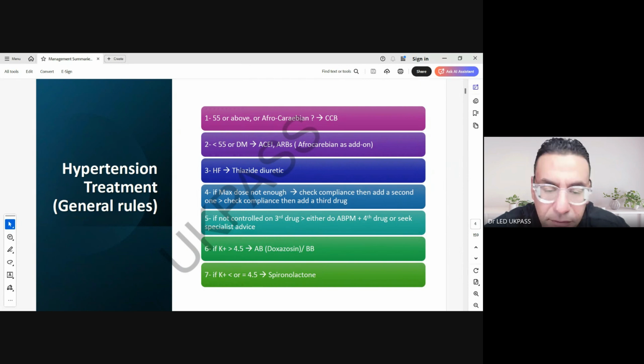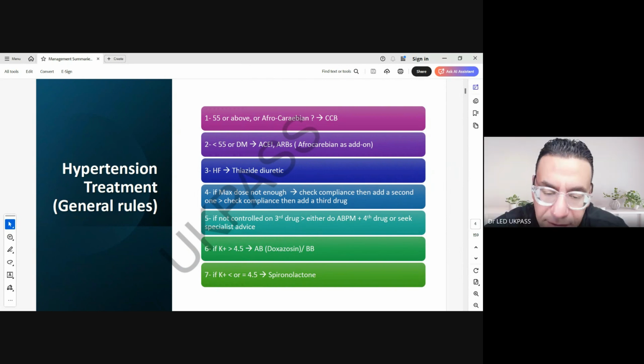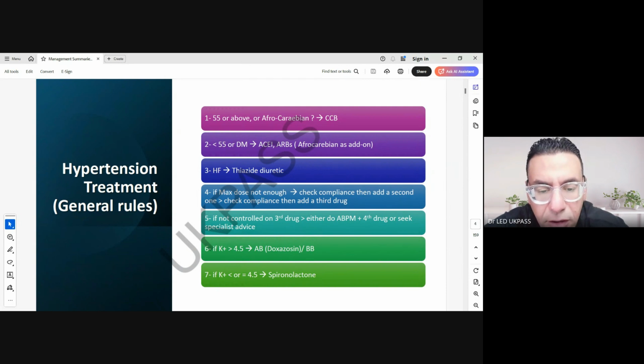Now if you have added a second or third medication and exhausted your options, what can your options be? If you added a third medication and the patient is still not controlled, then you need to do blood tests. Why is it important? Because we need to check potassium. If potassium is high, what can your options be here? Beta blocker or alpha blocker? Yes, perfect. Okay, beta blockers or alpha blockers. So beta blockers like what? Bisoprolol. Yeah, perfect. Alpha blocker like doxazosin.